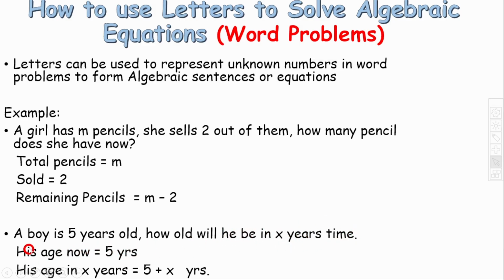So what do we do? His age now is what? 5 years, right? His age in X years time will be what? Will be 5 plus X years, right? If it was in 2 years time, we would say 5 plus 2 years, and the answer will be what? 7 years. So it's X that they are giving us as the number of years time. So it becomes 5 plus X years. This is the final answer.